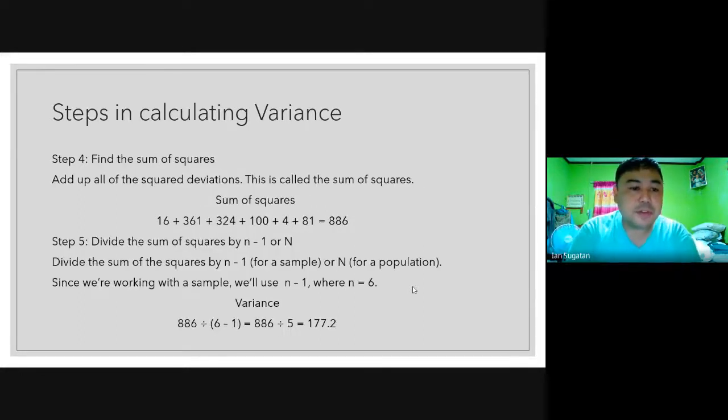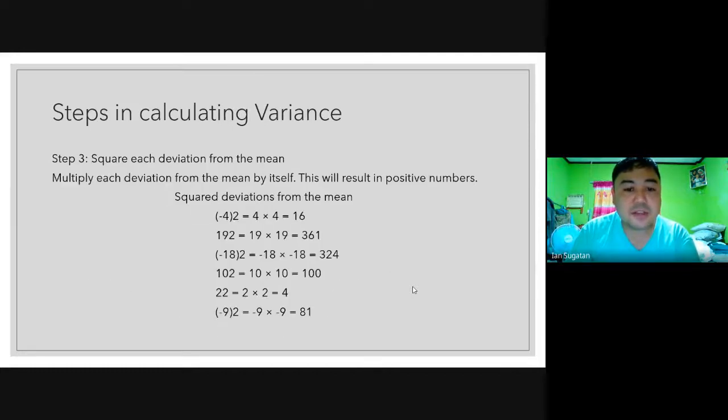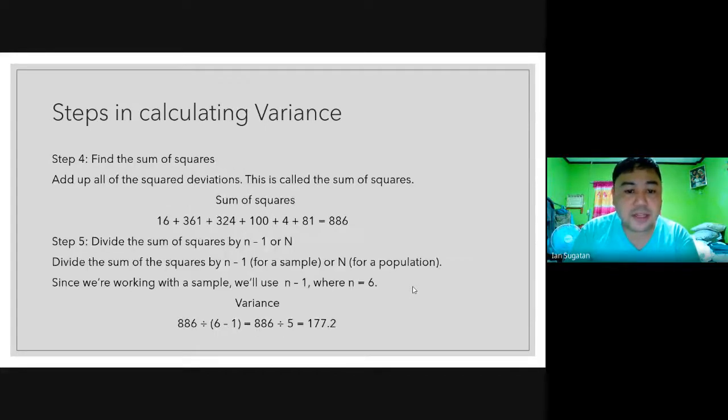So step number 4 is to find the sum of the squares. What we're going to do is to add up all of the squared deviations, and this is called the sum of the squares. So for the sum of the squares, we just add what we squared, which is 16 plus 361 plus 324 plus 100 plus 4 plus 81, equivalent to 886.